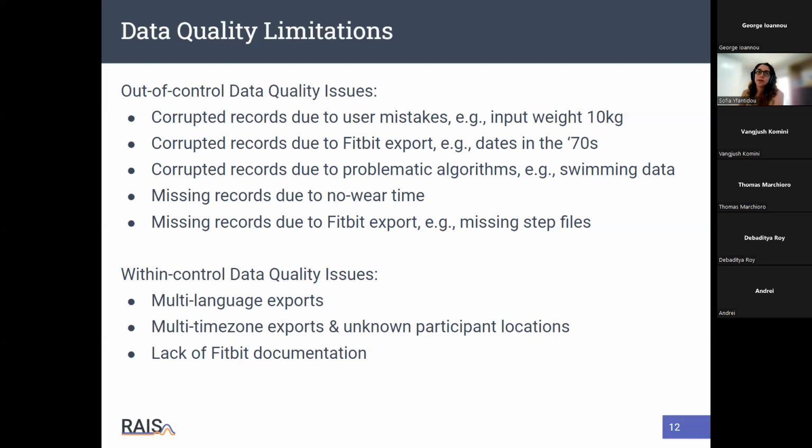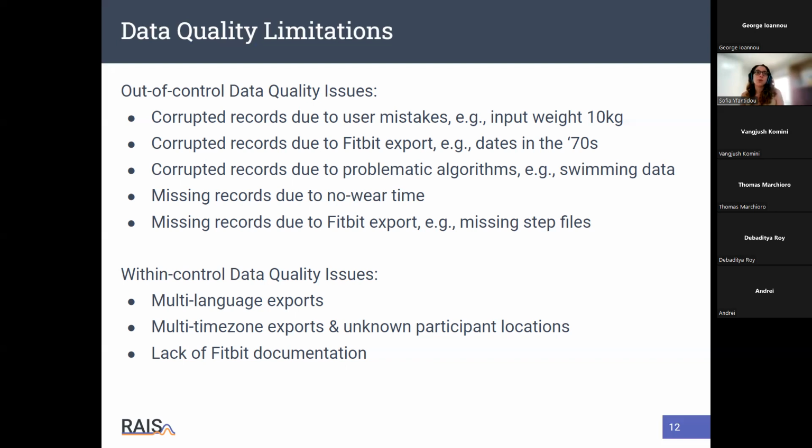We also had some data quality issues that were within our control, and we managed to overcome them. That is the multi-language export. Because the experiment was geographically distributed, when participants exported their data, some data types were in foreign languages. For example, exercise could say podilasia in Greek, which means cycling in English. So we would have podilasia as a record and cycling as well. We had to convert them into a unified English format, and that happened based on the exercise ID. So we grouped by exercise ID and then selected the English name for each exercise type.